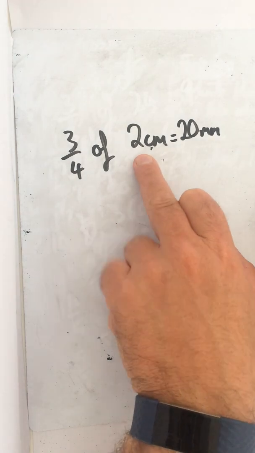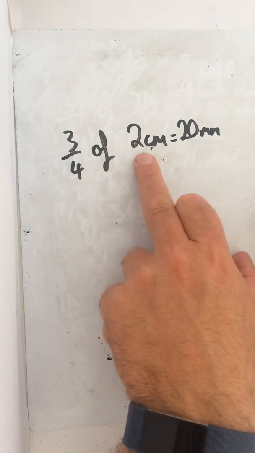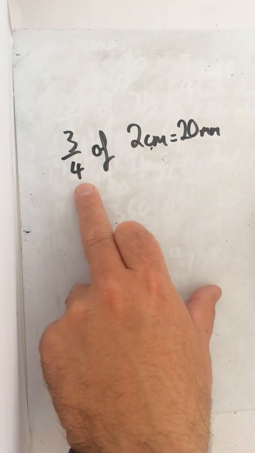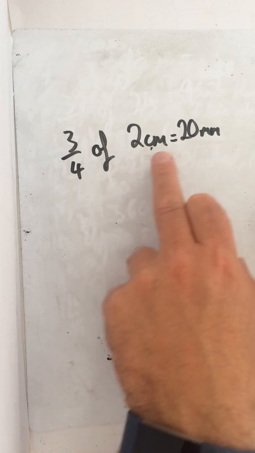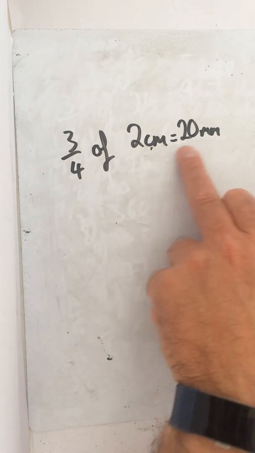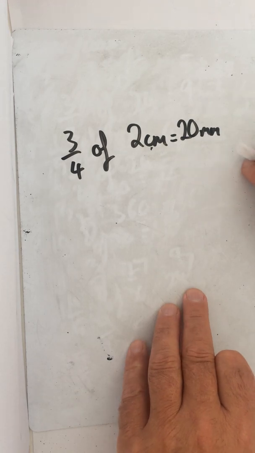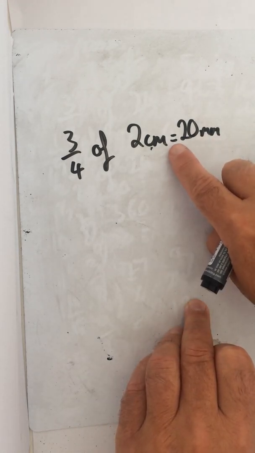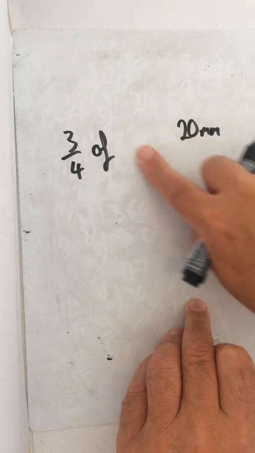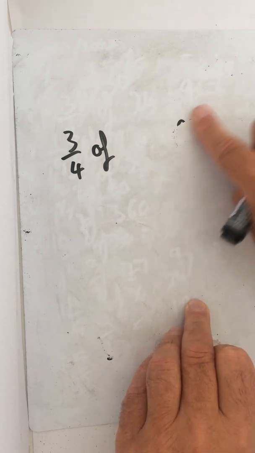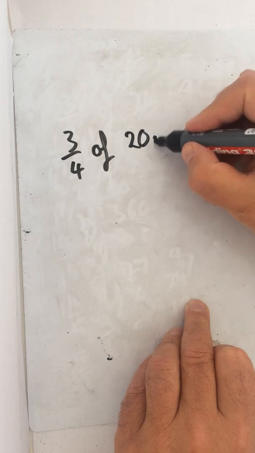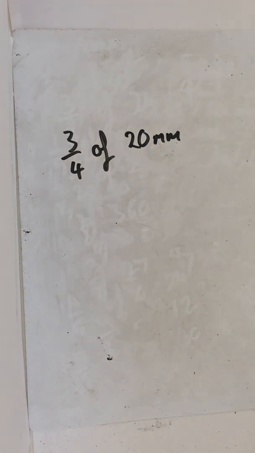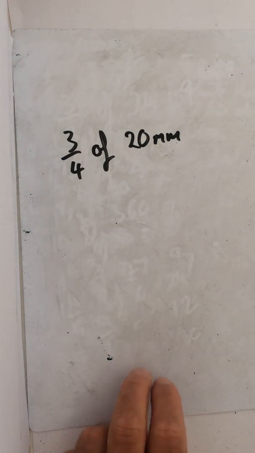So sometimes, if this number is smaller than the denominator, the bottom number there, it's often easy to convert it into a different unit of measurement. Now it's quite easy, because I'm just going to give my answers in millimeters. So I'm going to turn that 2 centimeters into 20 millimeters, because it's the same length. 1 centimeter is 10 millimeters.